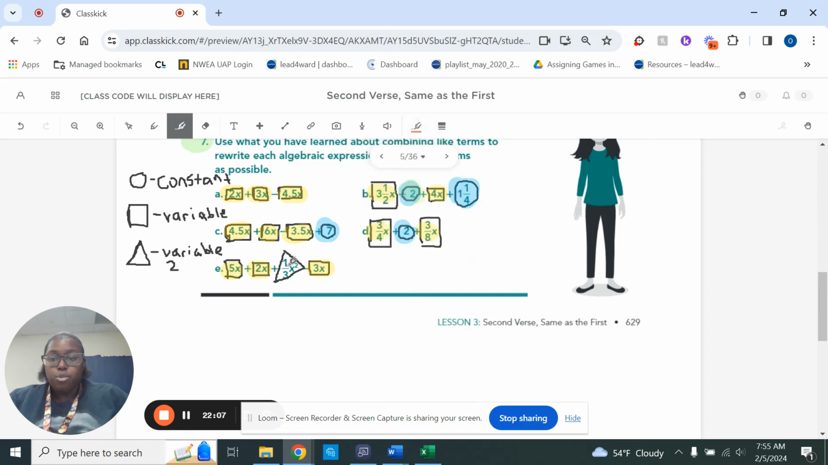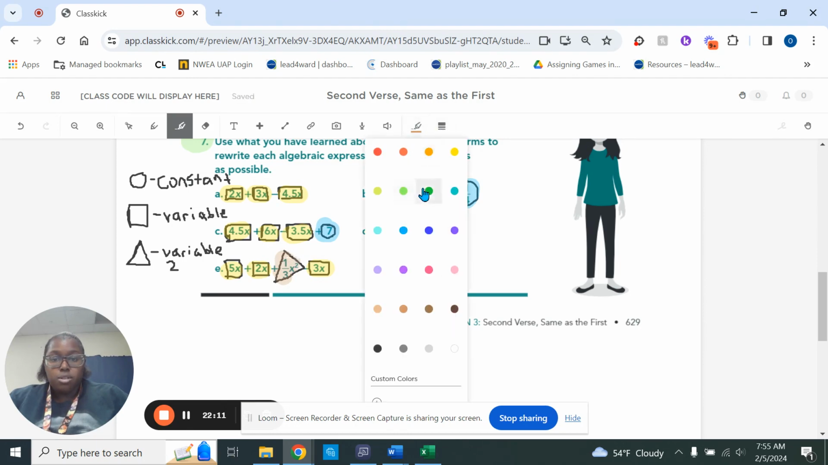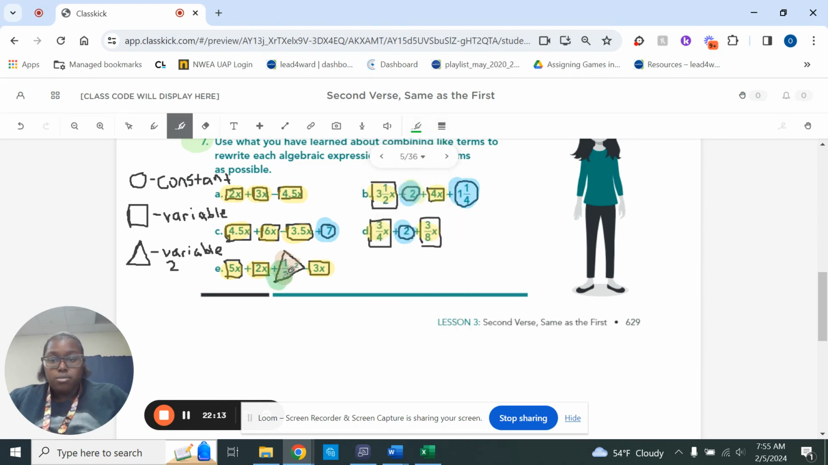We'll go with this one. Nah, that's too close to that. Let's do it green. So as you can see, I have 3 different colors. I have these all representing my single variables. Then I have these colors representing my constants. And then I have this color representing my variable squared, so to the very next power. But we still have to solve these. So let's begin, shall we?